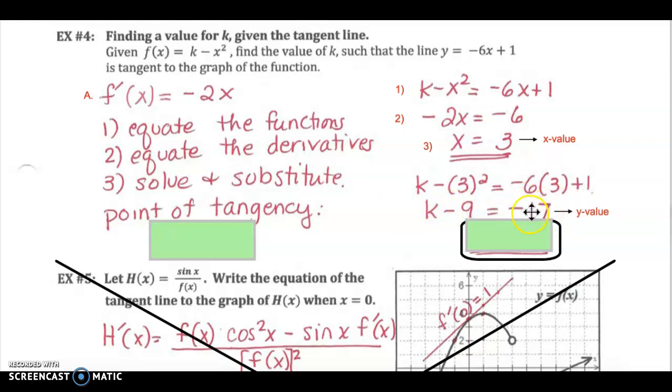That negative 17, if we were to cover up this side, what we just did was plug our x value into our original function, negative 6x plus 1, which gives us our y value. So the point of tangency, which it doesn't ask for, but just so you know, is our x and y value. So (3, negative 17) would be that point of tangency. Now to continue to solve for k, we just add 9 to both sides, and we get k is negative 8. So this is our final answer.